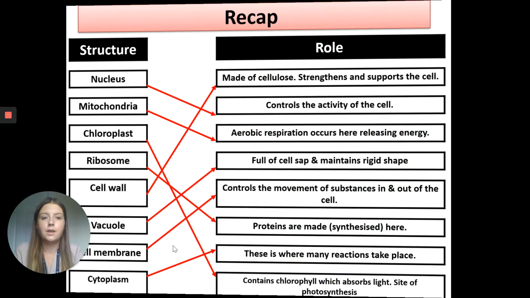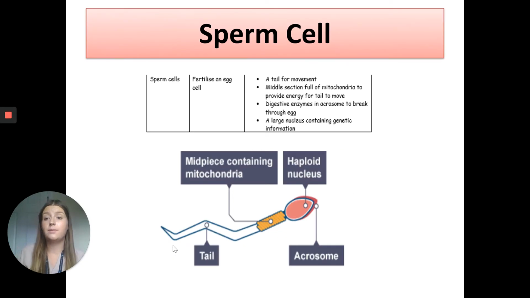Okay, so what I've done then is I've broken down this idea of specialised cells into animal cells that are specialised and plant cells that are specialised. Now, it's really important to point out before we start that this sperm cell is an animal cell. And just because it doesn't look like our standard diagram of an animal cell doesn't mean it's not an animal cell. It's this animal cell that's adapted, it's specialised for its function.